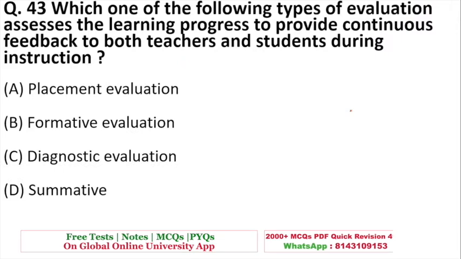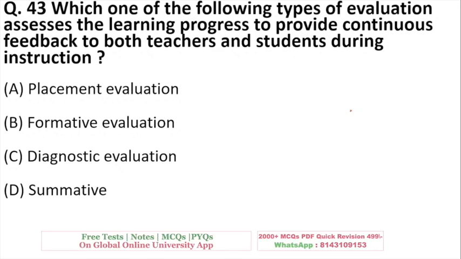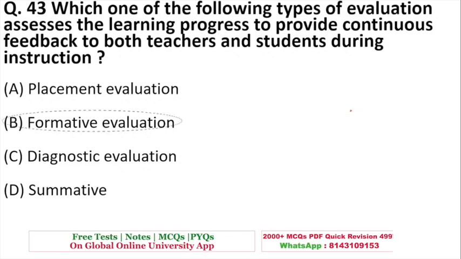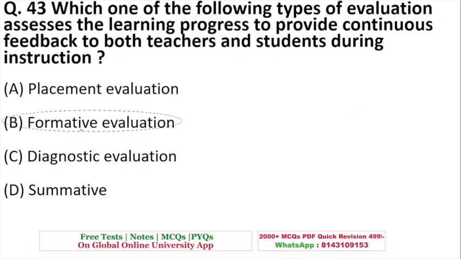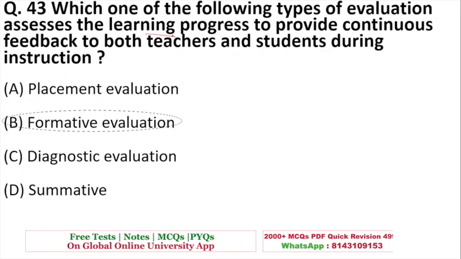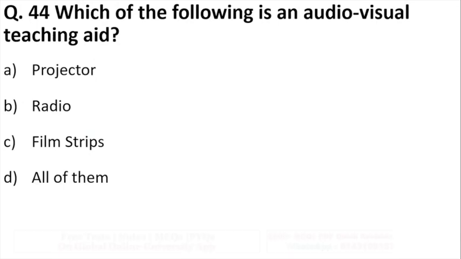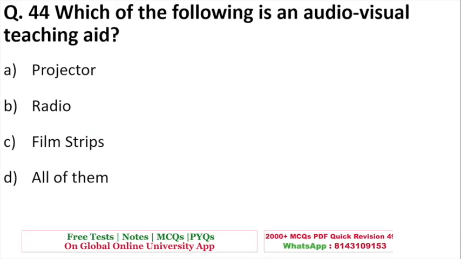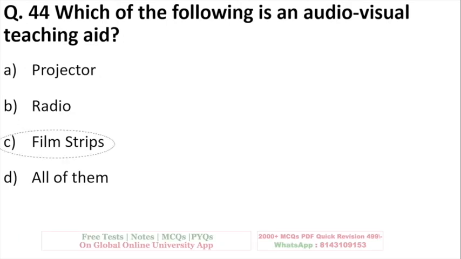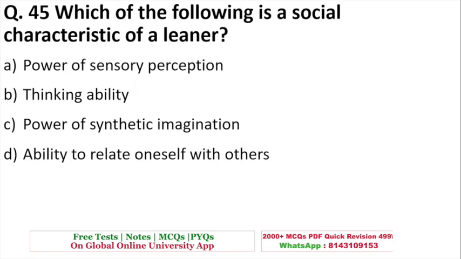Which one of the following types of evaluation assesses the learning progress to provide continuous feedback to both teacher and student during instruction? So whenever during instruction comes, it is formative evaluation. During the learning progress, the answer is option B, formative evaluation. Which of the following is an audio visual teaching aid? So film strips is an example of audio visual teaching aids. C is the right answer.